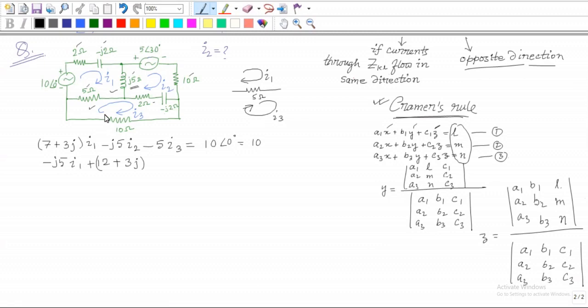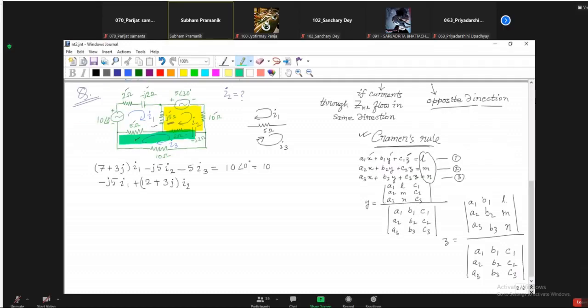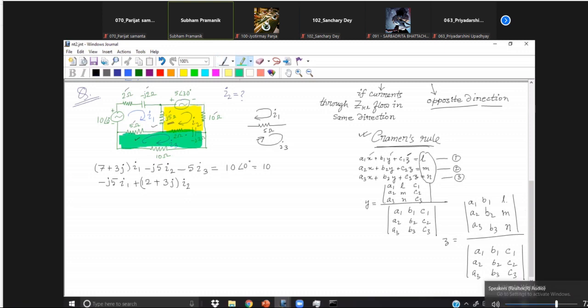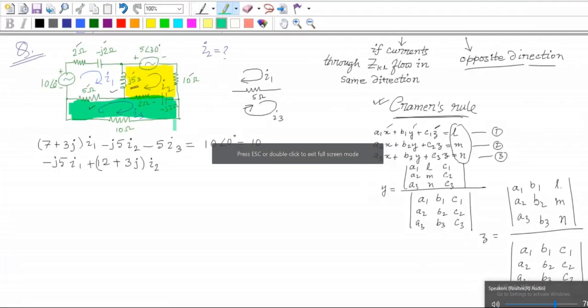12 plus 3j. This will multiply with I2 because we are now writing the mesh equation for mesh 2. See, in between mesh 2 and mesh 3, that's mesh 2, and this is mesh 3. In between mesh 2 and mesh 3, what do we have?